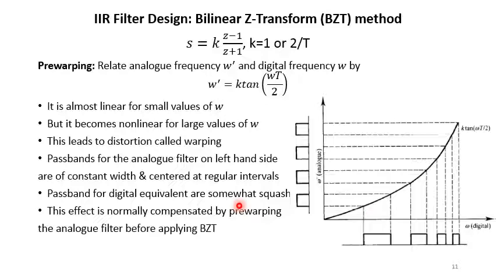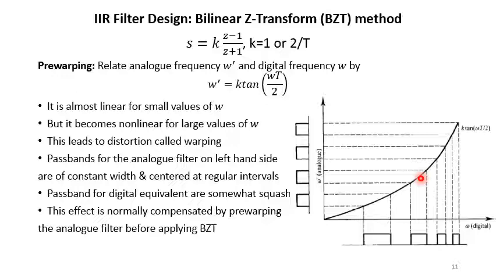So we can observe easily that for small values of omega, the relationship is quite linear. You can see this from here, right? This is the analog frequency, or the continuous signal frequency, and this is the digital signal frequency. From here we can easily observe that at higher values of omega, the relationship becomes non-linear. This leads to a distortion which is called the warping distortion.